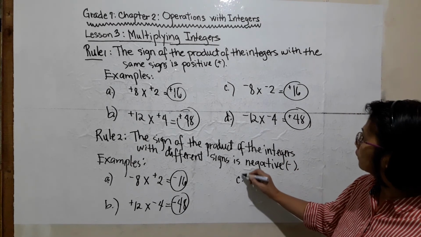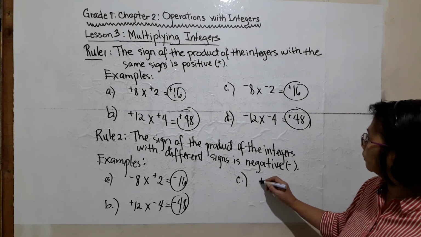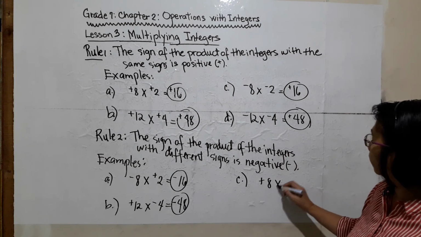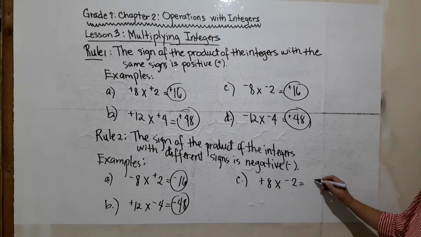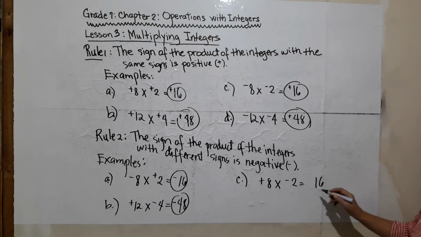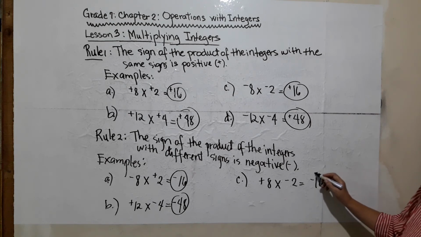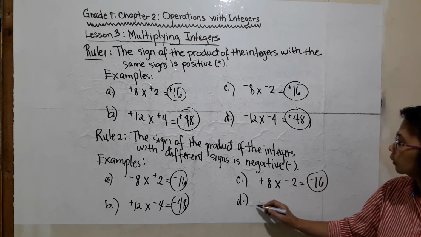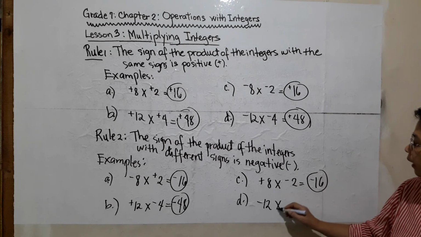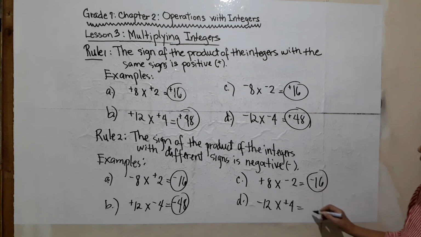Letter C. I have positive 8 times negative 2. Multiply the integers or the numbers. We have 16. Rule number 2 says the product should be negative. Letter D example. Negative 12 times positive 4. Multiply the numbers. 12 times 4 is 48. Rule number 2 says the product should be negative.